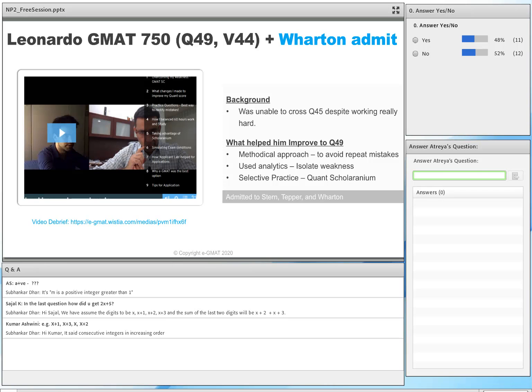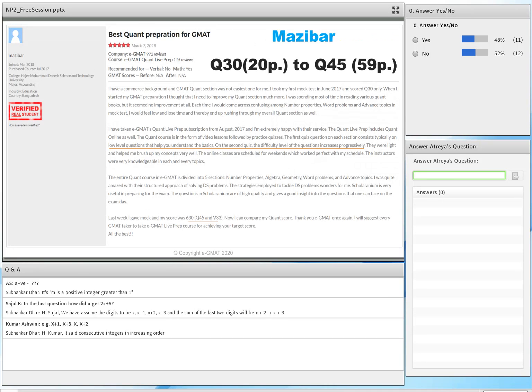Now, the third story is for people who think that they're really weak in quant. The third story is essentially of Mazibar, a person who was scoring really less in his quant papers. He was stuck at a Q30, which is almost around the 20 percentile range. He spent a lot of time reading quant books, which I'm sure a lot of you are also doing, but even after doing that, he could not increase his score. So then he used our course.